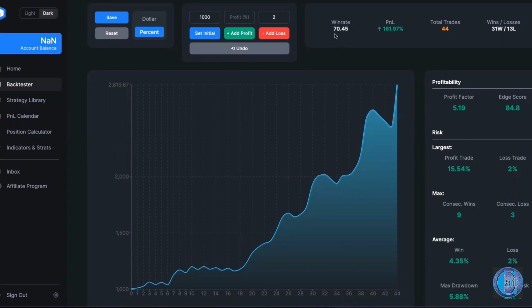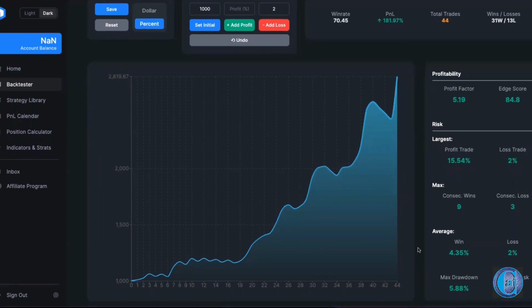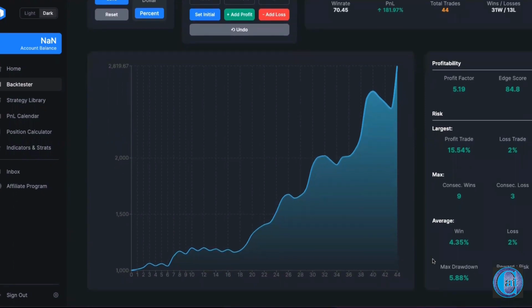I loved it. It got a win rate of 70%. The portfolio in this back test grew from $1,000 to $2,800. So it grew 181.97%. Now here's the interesting part, okay? The maximum drawdown was only 5.88%.